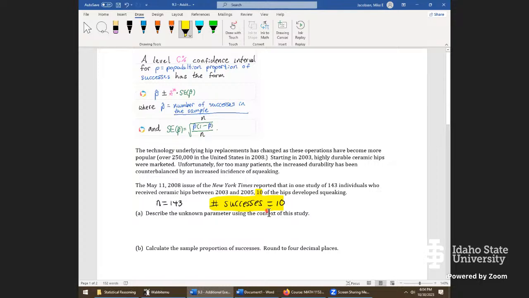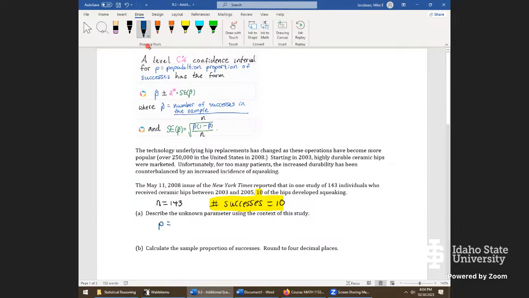Okay, next thing is part A. For part A, I'd probably just reread the whole problem again to get a feel for it, because there are a lot of moving parts with these kinds of things. It wants us to describe the unknown parameter or population characteristic. So we can begin by just automatically calling it P.